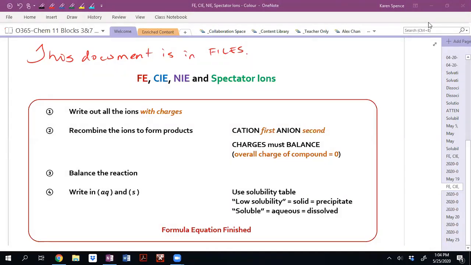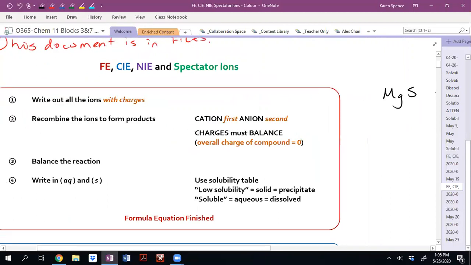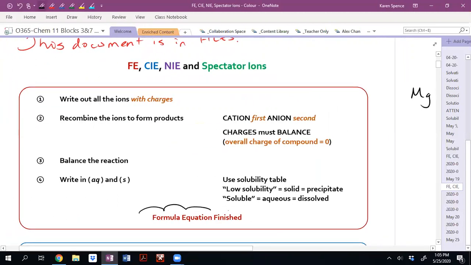What we're going to do is the example of MgS plus Sr(OH)2. Our first job is going to be to write the formula equation. So we always start by finding the formula equation.